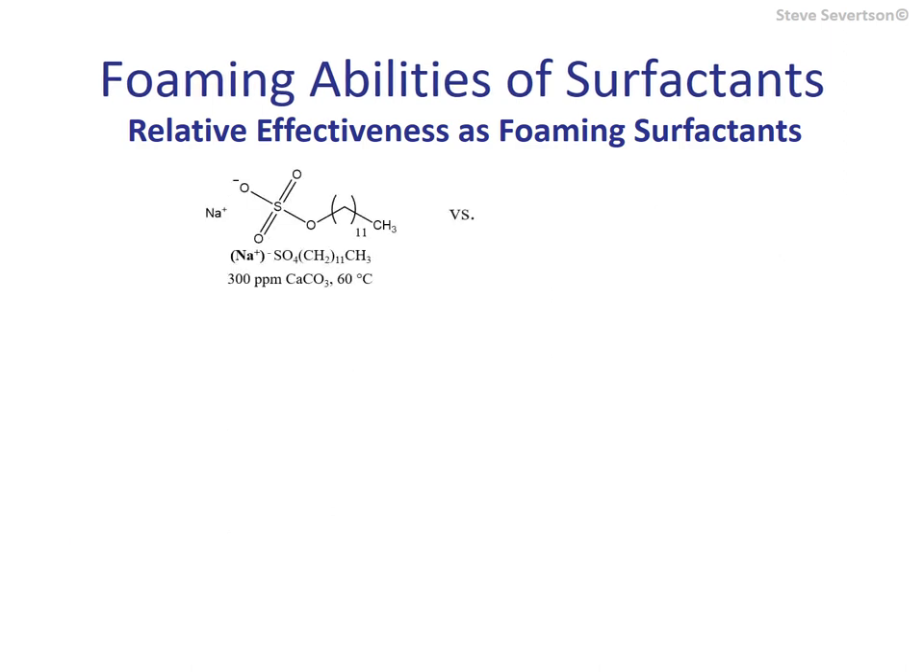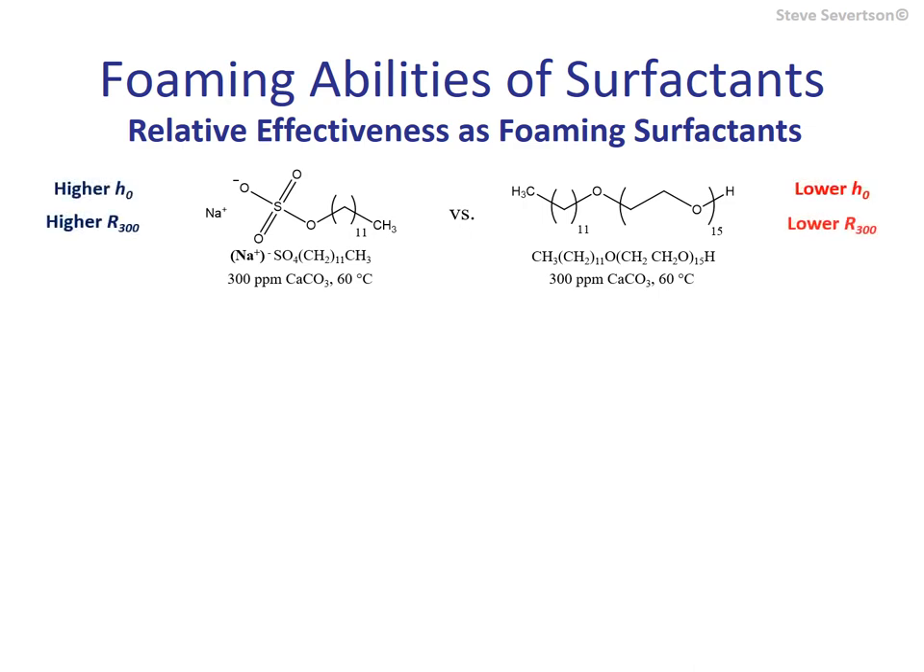Next, we compare SDS and an alcohol ethoxylate possessing an identical hydrophobe. This comparison is in hard water at 60 degrees Celsius. It demonstrates a general finding that anionics are better at generating foams than non-ionics. This result likely has something to do with the limited colloidal stability provided by non-ionics, which is required to inhibit the drainage of lamellae. It may also be tied to the greater micelle stability provided by non-ionic species.